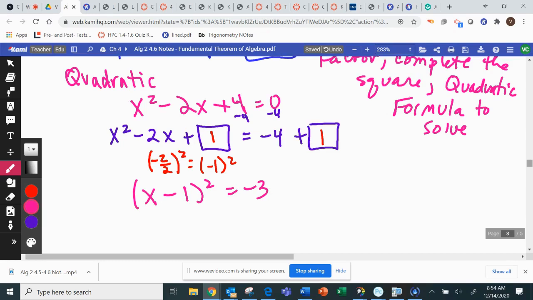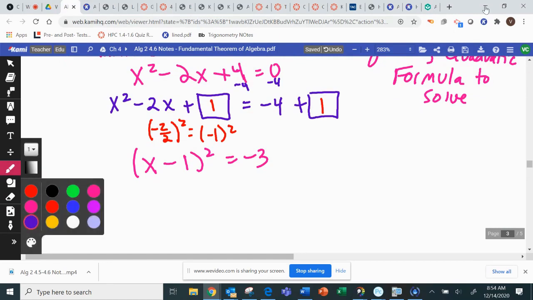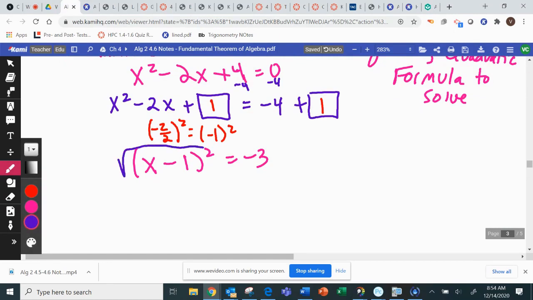Once you get it to this form, we can square root both sides. If you square root, you have to remember what? In front of the square root? Ryan, what has to be in front of the square root when I take a square root? Plus or minus. Thank you. Plus or minus. So now I have x minus 1 equals plus or minus square root -3.